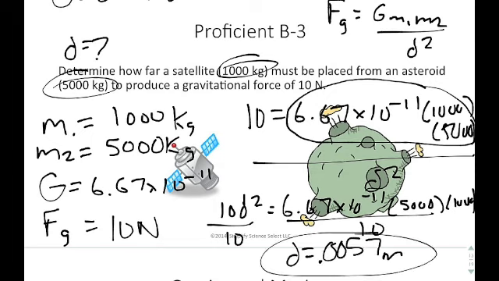And somebody says, well, that's really small, that's like 5 millimeters, and you're right. That's the only way you could produce this large of a gravitational force between two relatively small objects.